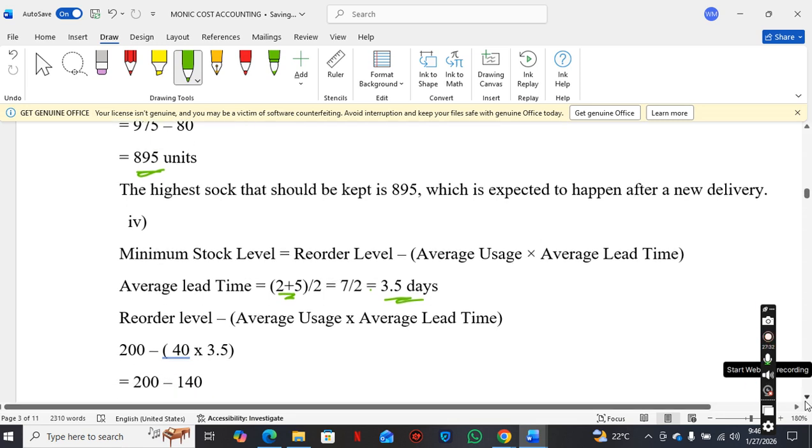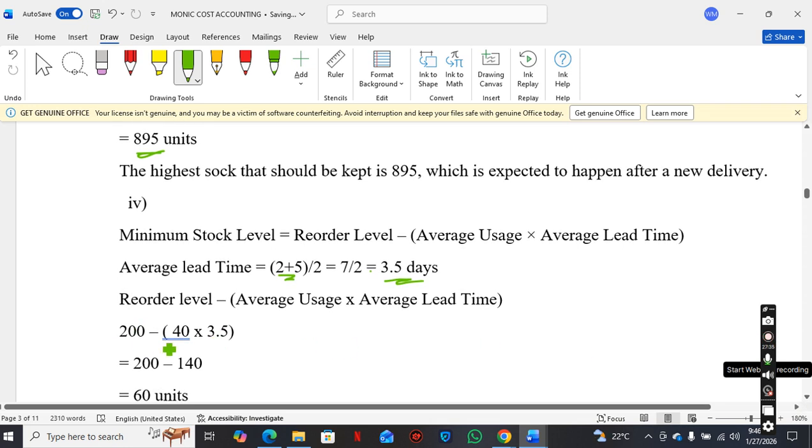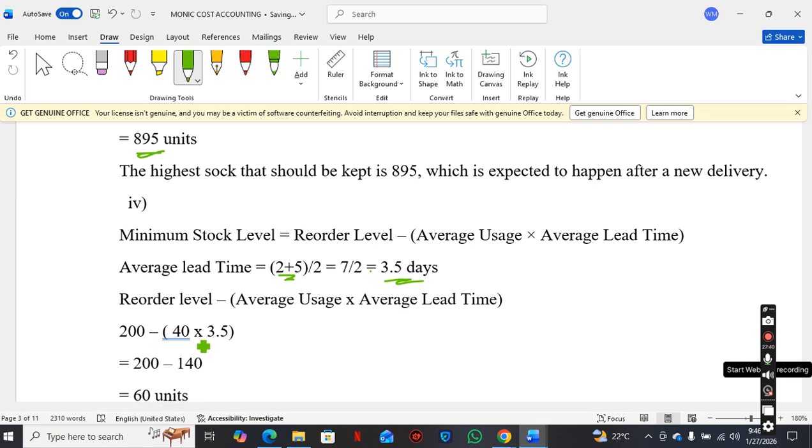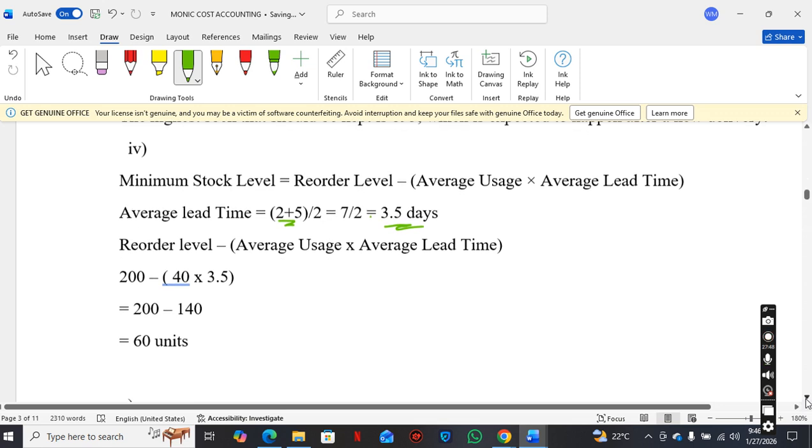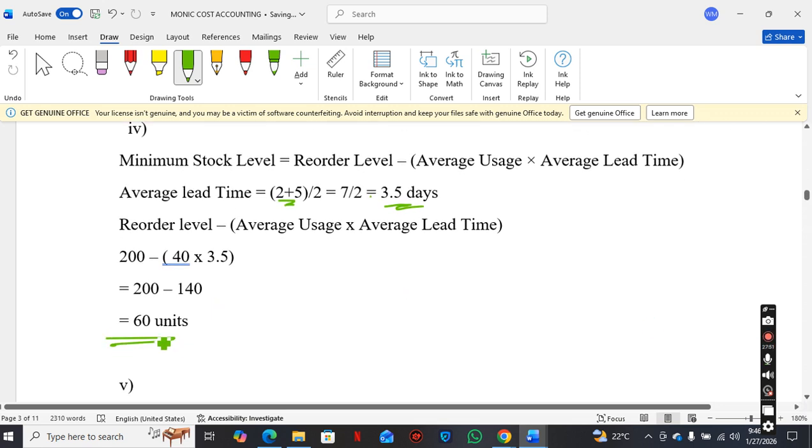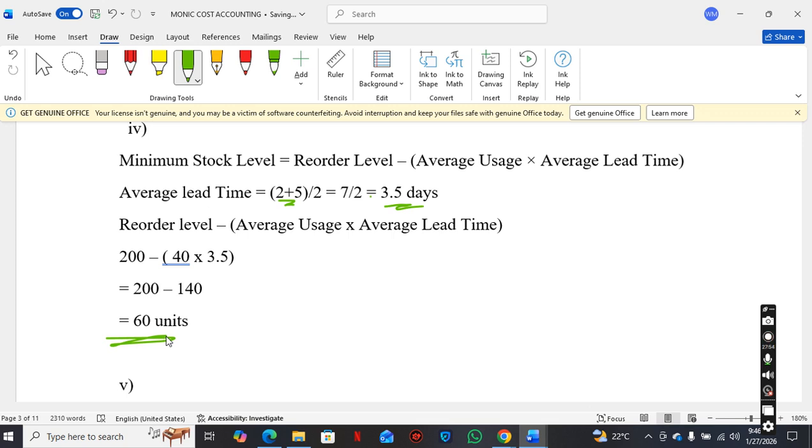Okay, then so reorder level 200, average usage 40, average lead time 3.5, 40 times 3.5, 140, 200 minus 140 is 60 units. Okay, so this is the lowest level of stock that you can have. Any questions?